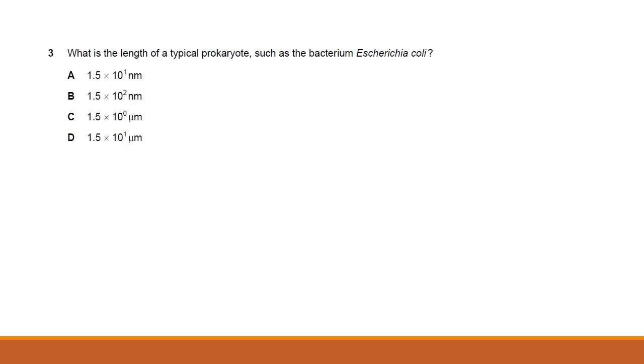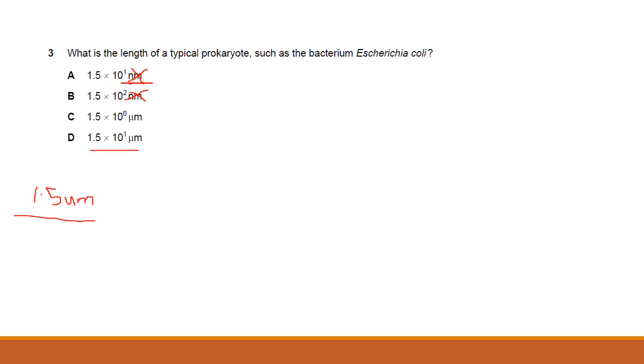So the length of a prokaryote typically is between 1 micrometer and 2 micrometers. Okay. So in this case, because we have 1.5 as the option, we're just going to go with 1.5 micrometers being the answer. But now you have 1.5 times 10 to the power of 1. That means 1.5 times 10, and it's also in nanometers. So the fact that it's in nanometers already marks it wrong. So I would go ahead and just cancel out the ones that are not micrometers.